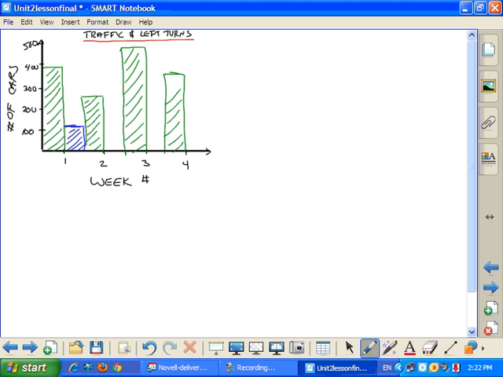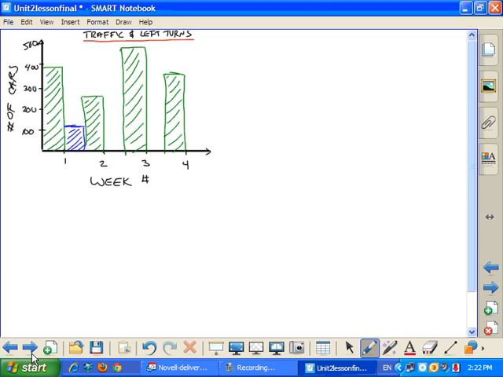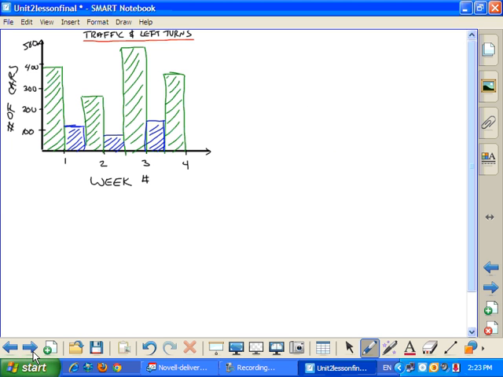And we have that. Now I'm going to go back and do my left turns. So 65, then 131, and the last one, almost 100. So there we go.